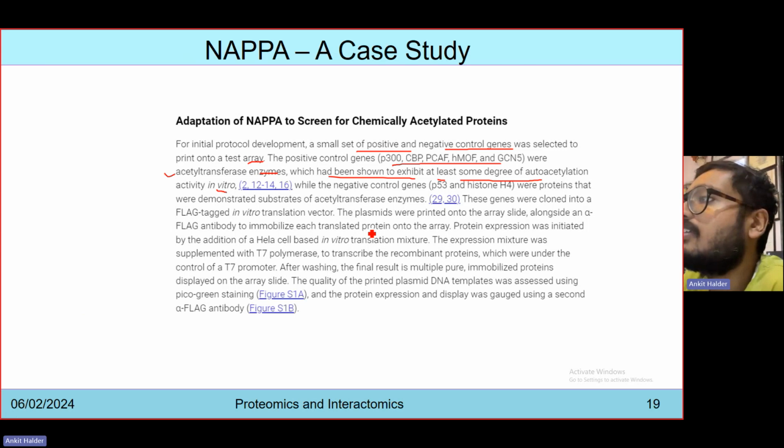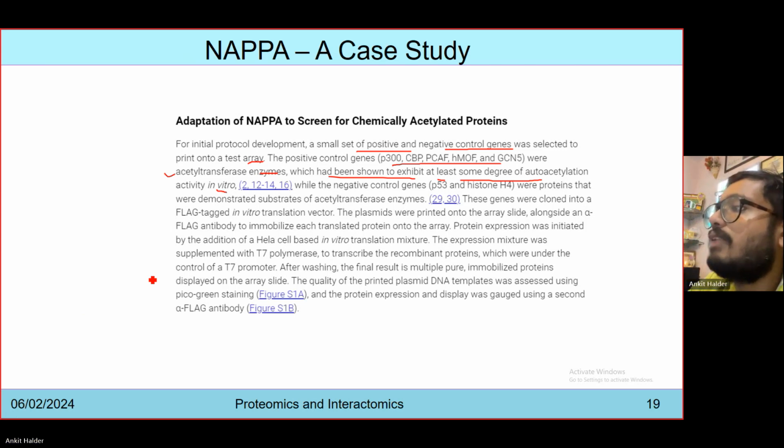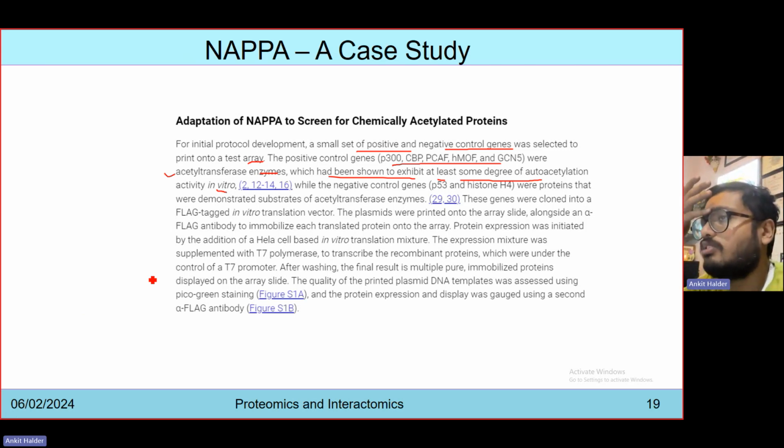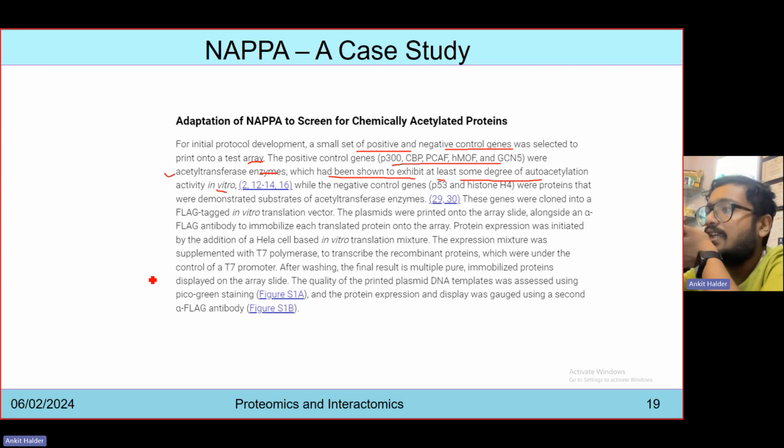P53 and histone H4 are the control genes, where proteins demonstrated as substrates of acetyltransferase were cloned with a flag tag for in vitro translation. Plasmids were printed on the array slide to immobilize, for example, with an anti-flag antibody, each translated protein onto the array. So we need to have that certain tag to immobilize those things onto the array. Otherwise, which particular antibody it will be getting into was initiated with a HeLa cell based in vitro translation mixture.